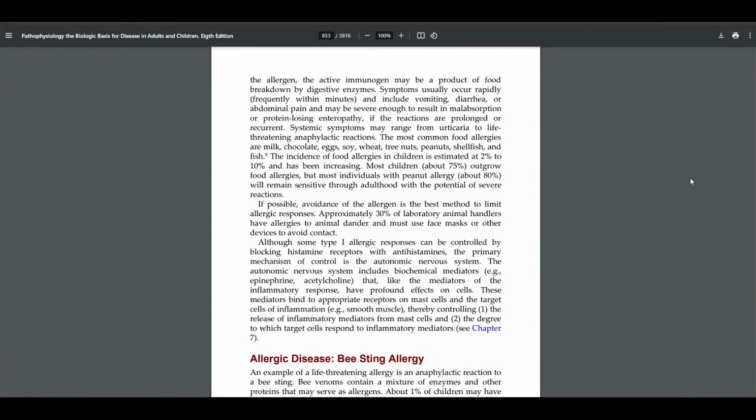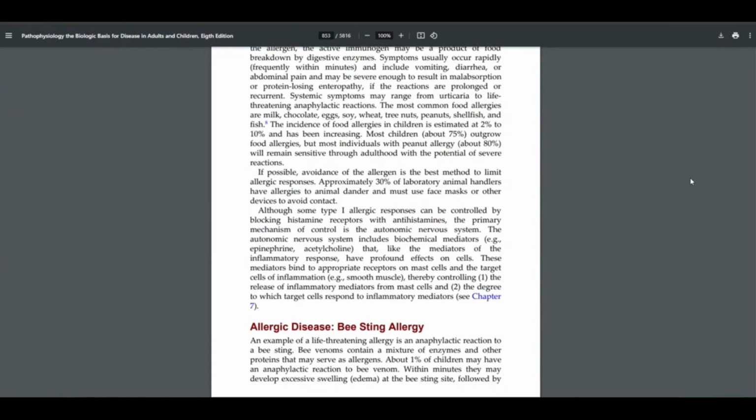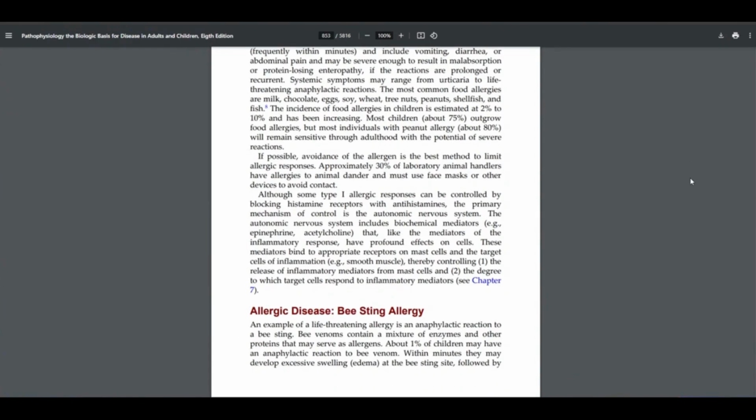The most common allergies are milk, chocolate, eggs, soy, wheat, tree nuts, peanuts, shellfish, and fish. The incidence of food allergies in children is estimated at 2% to 10% and has been increasing. Most children, about 75%, outgrow food allergies, but most individuals with peanut allergies, about 80%, will remain sensitive through adulthood, with the potential of severe reactions.